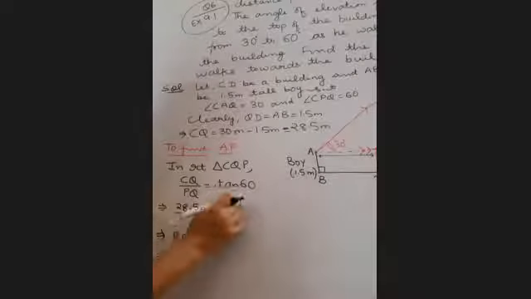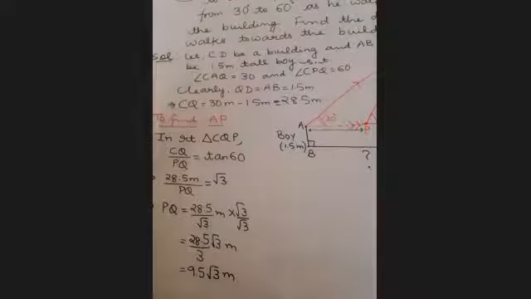Cross multiplying, PQ is 28.5 upon root 3. Let us rationalize it. So this will be 28.5 divided by 3, root 3 meter. Now if you cancel 28.5 by 3, what will you get? 9.5. That is what we are getting as PQ.